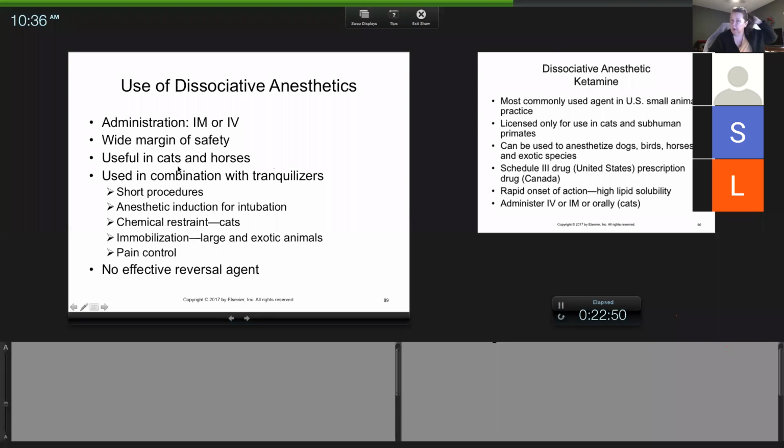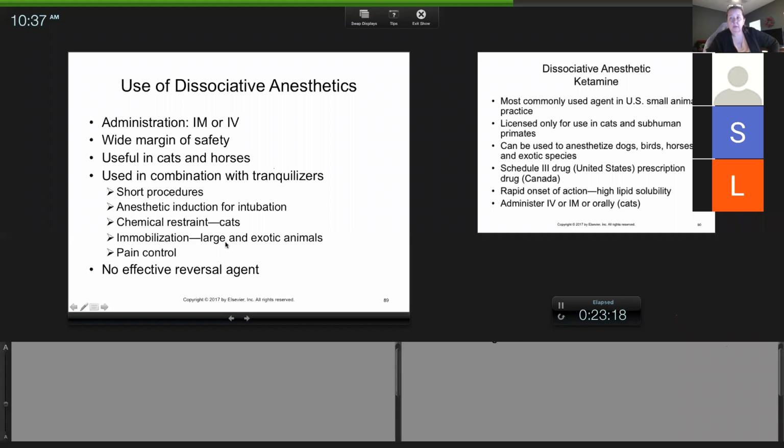A lot of large animal protocols. There's a lot of cocktails. When we talk about large animal, I'll talk about some of the cocktails that they use. Ketamine is a part of almost all of them in large animal. If you want to combine it with a tranquilizer for a short procedure like ACE, you want to combine it with Ket-Val for induction. You can get good immobilization for large and exotic animals.